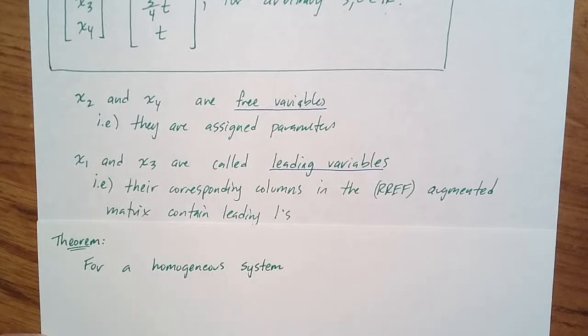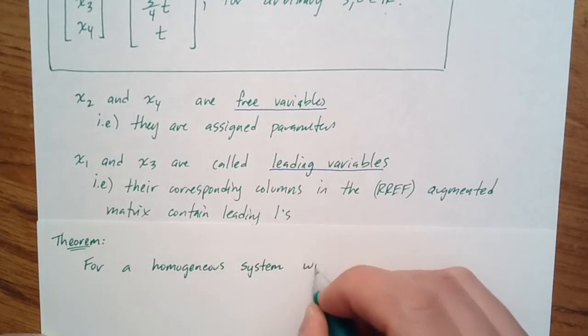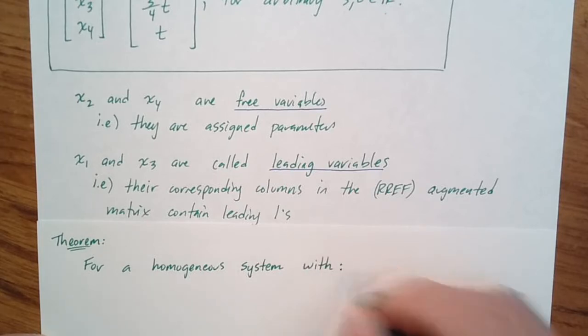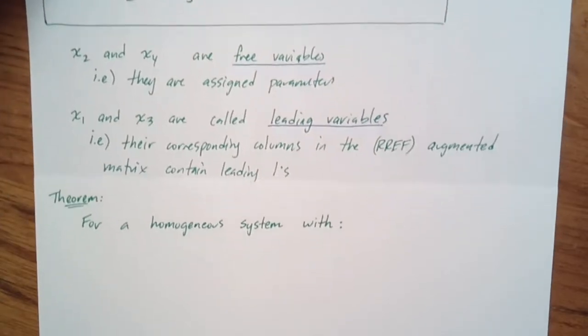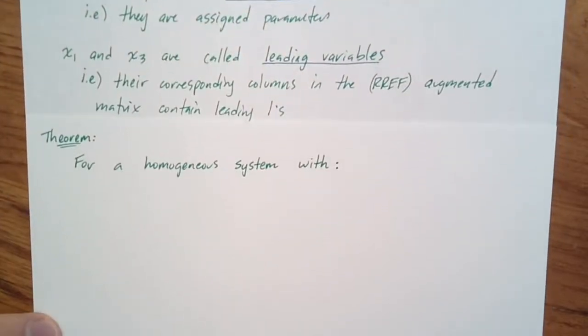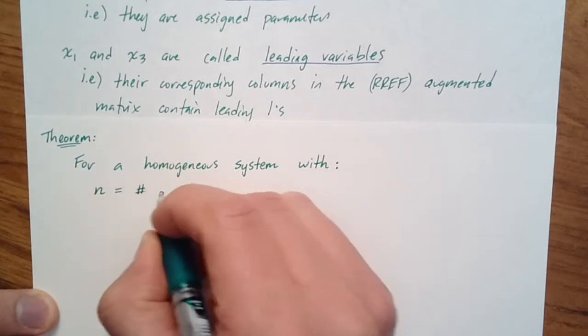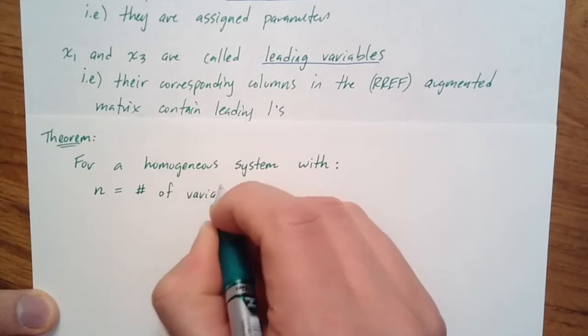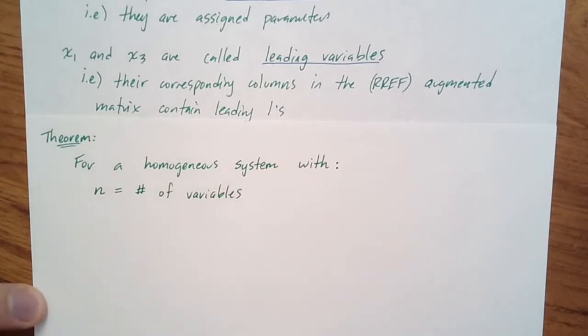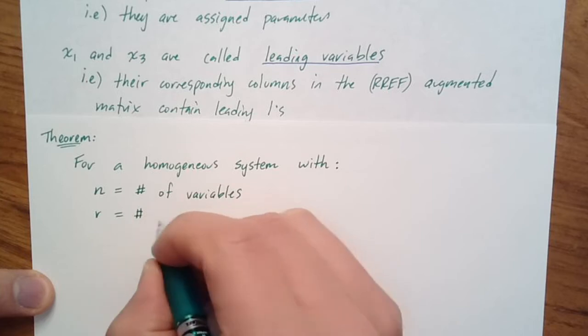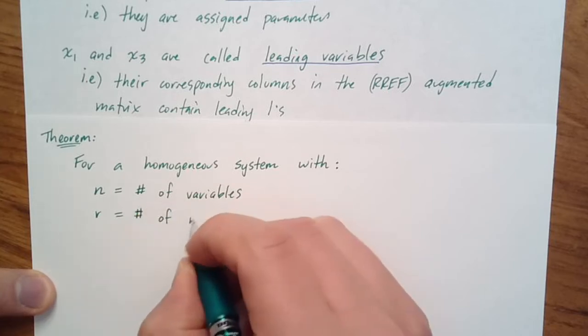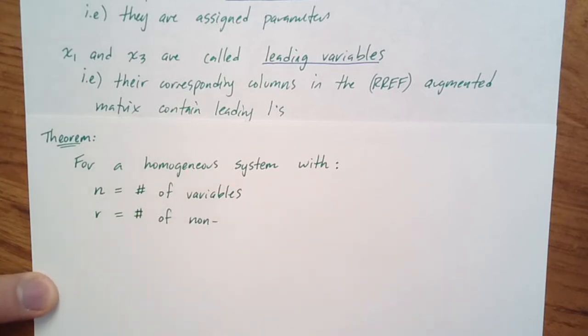So if you have that, and if we say a little bit more, I'm going to just say with, and then I'm going to write down two things about this system. They're just going to be essentially just labels. So if we have a homogeneous system, and we let n be the number of variables in that equation, and then we let r not be the number of equations, but the number of non-zero rows in the reduced row echelon form augmented matrix.